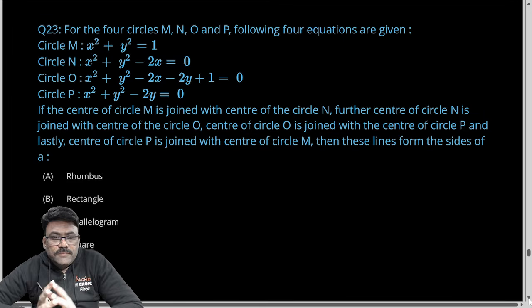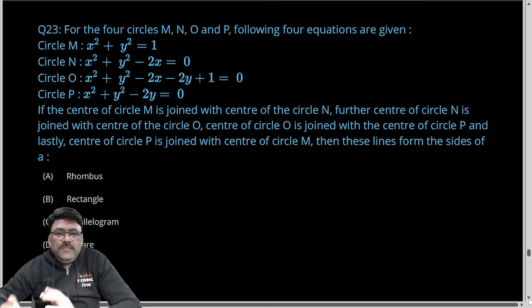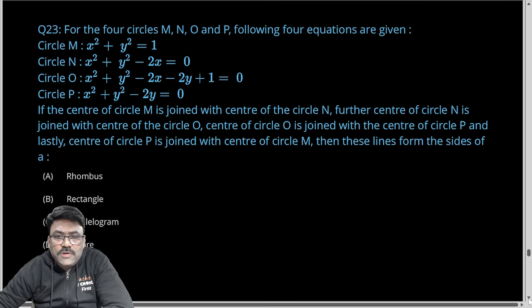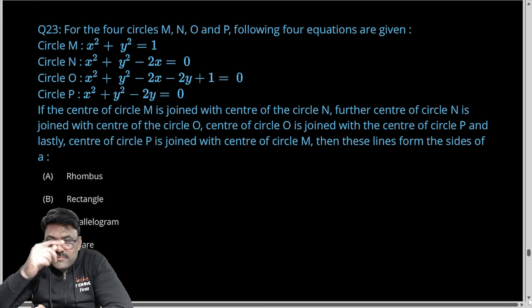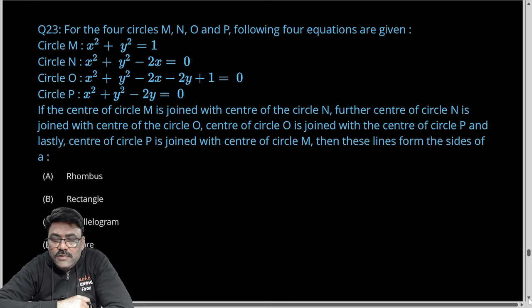Okay, see this question. Question seems to be lengthy, but very easy question. Solution is much smaller than the question. For the 4 circles M, N, O and P, following 4 equations are given: circle M, circle N, circle O, circle P. And if their centers are joined, which type of quadrilateral you will get.